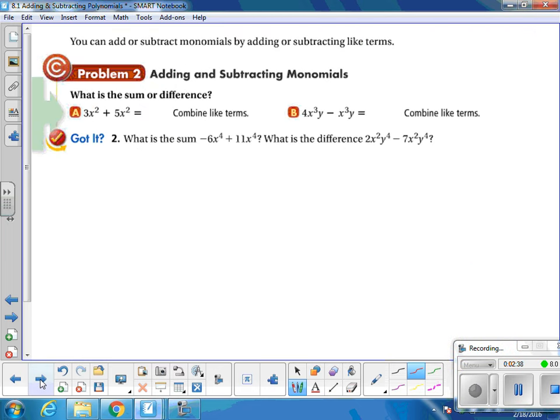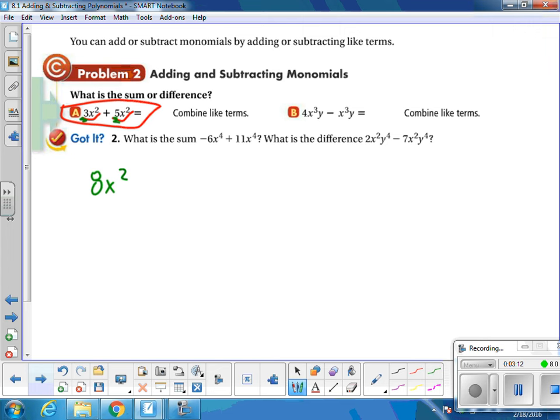Let's keep going. You can add or subtract monomials by adding or subtracting the like terms. So we are combining like terms, but this time we're also considering the exponents and variables attached to these. What is the sum or the difference? Let's take a look at A. I notice that I have 3x squared and I have 5x squared. When I combine my like terms, 3 and 5, I have 8x squared, which is what this simplifies to.